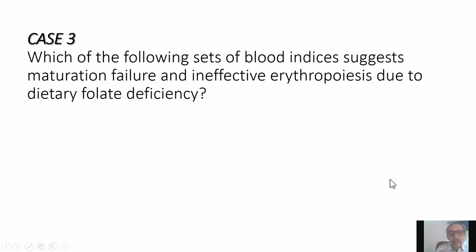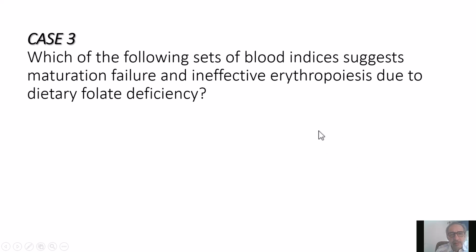Case 3. Which of the following sets of blood indices suggests maturation failure and ineffective erythropoiesis due to dietary folate deficiency? So folate deficiency is another cause of macrocytic or megaloblastic anemia. B12 deficiency we have seen in another module. Both of these deficiencies, vitamin B12 and folic acid deficiencies, are characterized by maturation failure, where DNA synthesis is affected, mitosis of the developing RBCs will be reduced, and bone marrow shows ineffective erythropoiesis and severe anemia.